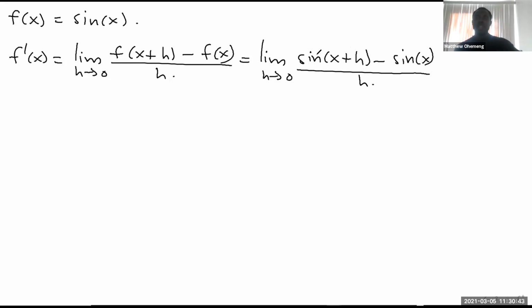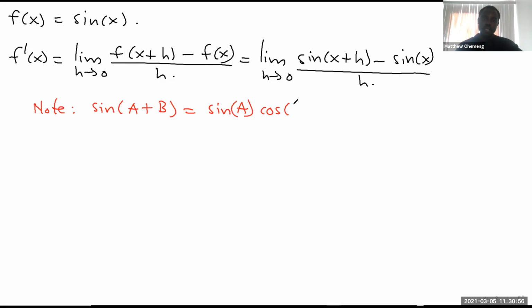But from your Math 127, you learned that if you have sine of a plus b, that's just going to be sine of a cosine of b plus cosine of a sine of b. So that's from Math 127.